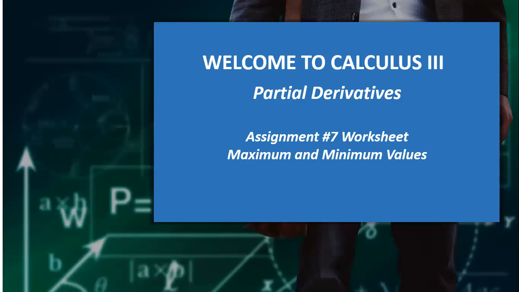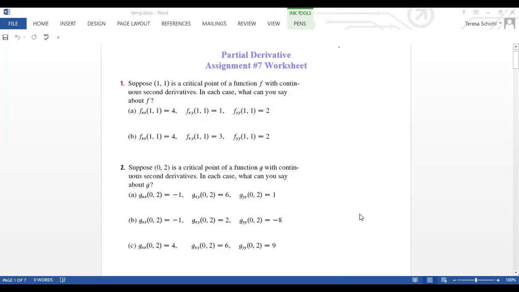And we are in the unit of partial derivatives, and this is our assignment number 7. We talk about the maxima and the minima values, and so we're going to practice a few problems from the assignment number 7 worksheets here. Okay, so now let's go to the worksheets. Okay, so then let's start.